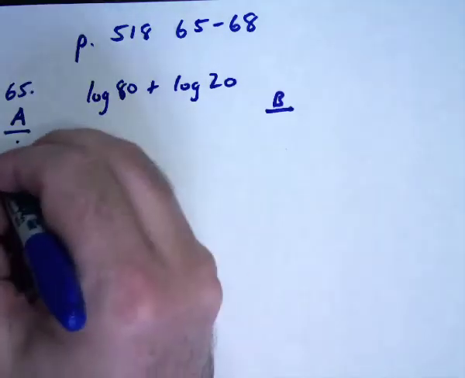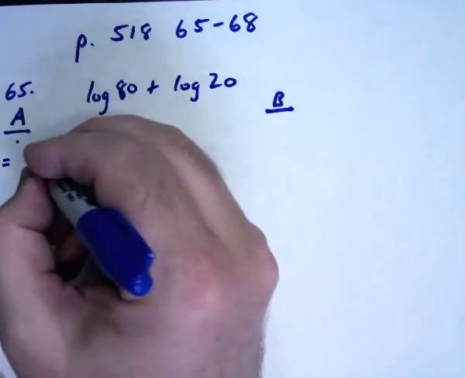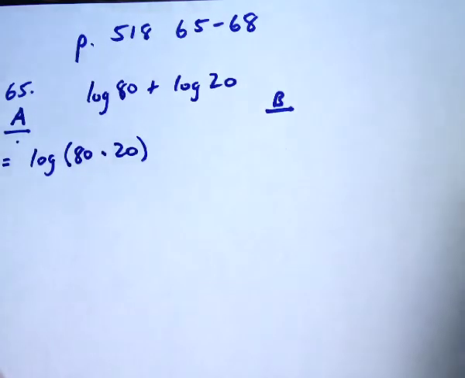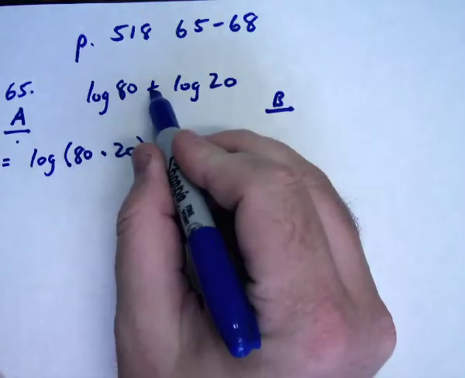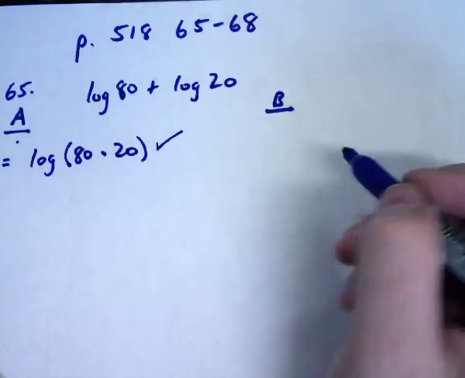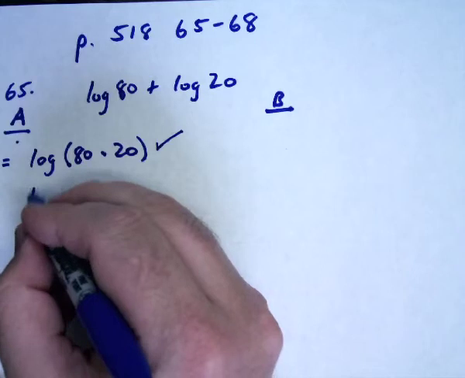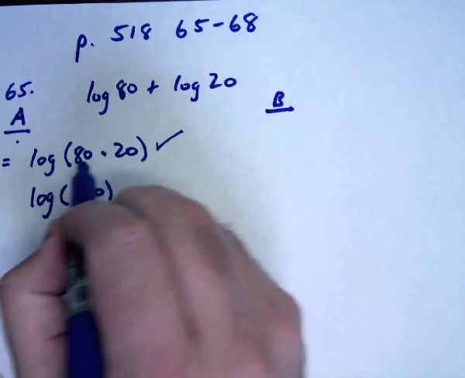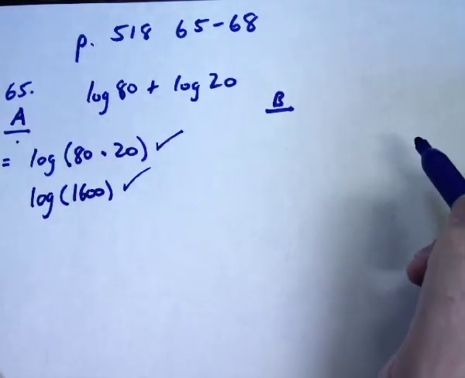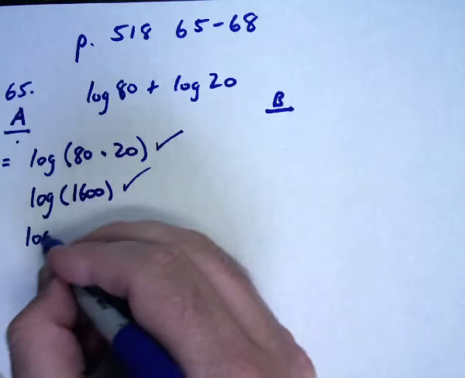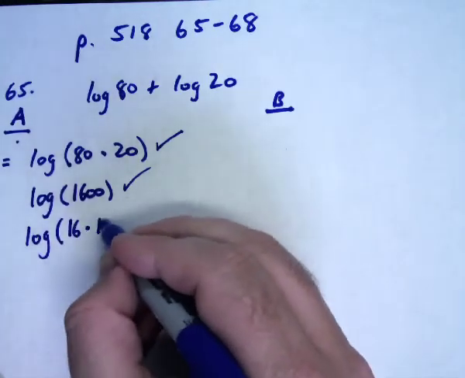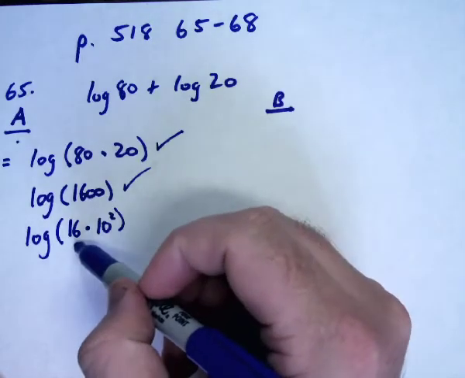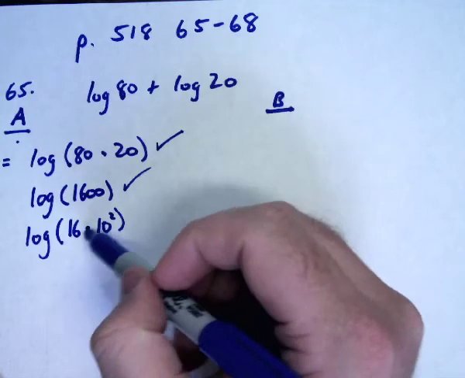So they say that this equals log 80 times 20. Is that alright? Well, when we add logs, we can multiply the two numbers. It's the same thing. Okay, that's okay. And then log 1600. So they just multiply those two numbers. That's alright. And then they say log 16 times 10 squared. Well, 1600 is the same thing as 16 times 10 squared, or 16 times 100.